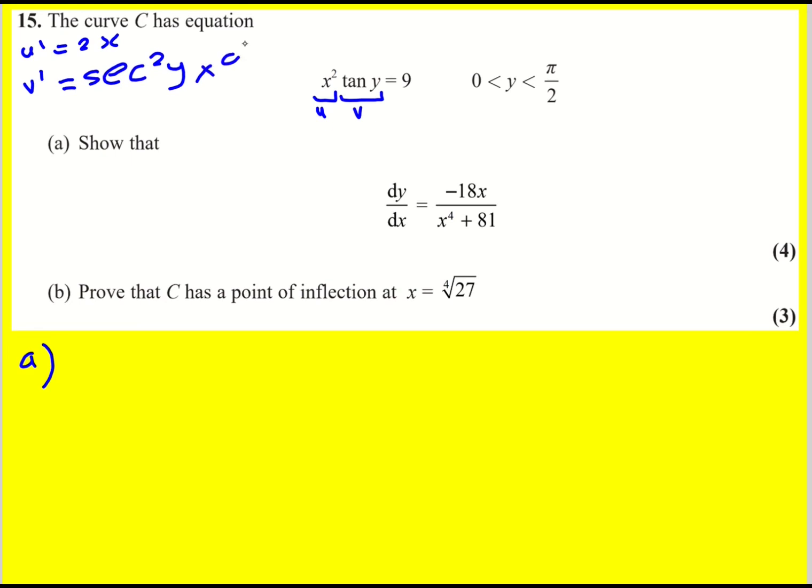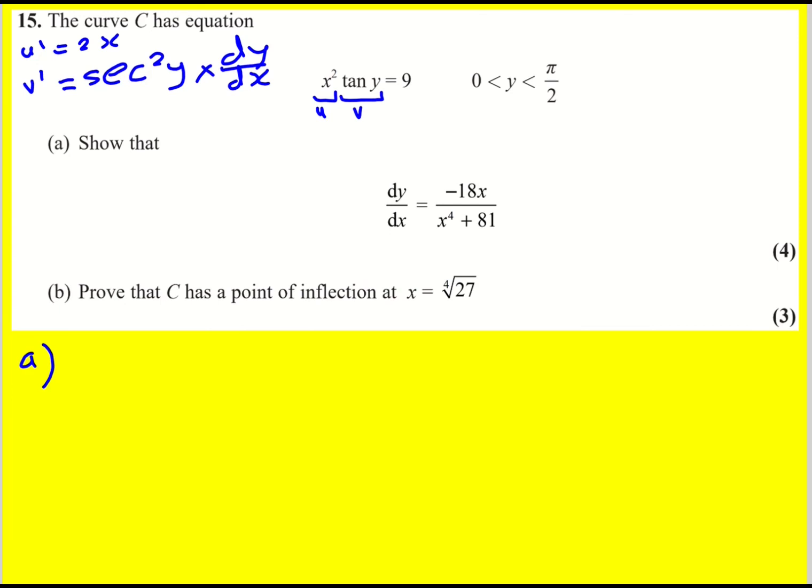But then we just stick a dy by dx in. The reason for this is that we're using the chain rule. We're differentiating the outside function, the tan, but keeping the inside the same. That's where the sec squared y comes from. And then we times by the derivative of the inside, which y is the inside, so that's where the dy by dx comes from.